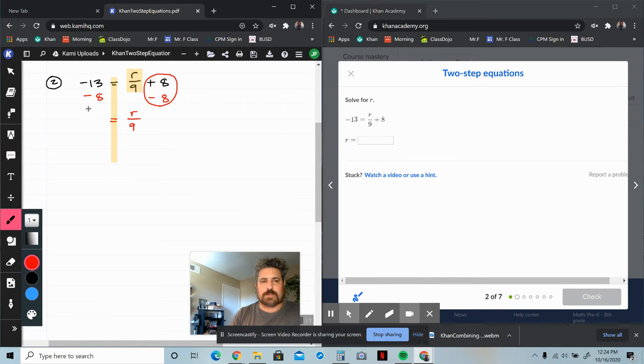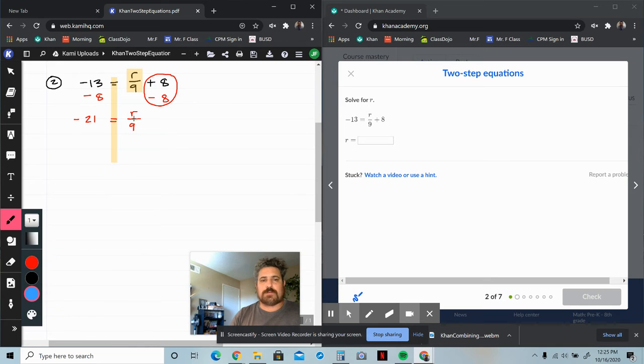Remember, there's like an imaginary plus sign here, right? You're taking away 8, which is the same as adding a negative 8, right? So this is 8, take away 8, or 8 plus negative 8. This is negative 13 plus negative 8. So negative 13 plus negative 8 is going to get more negative. That's going to become negative what? Well, 13 plus 8, 21. So what you have here is negative 21 is equal to r over 9.